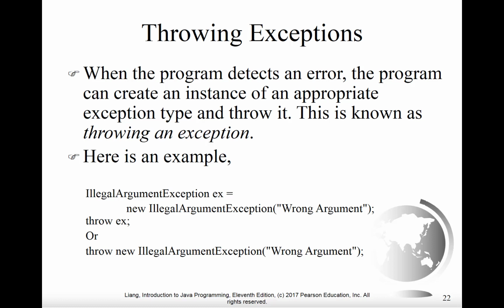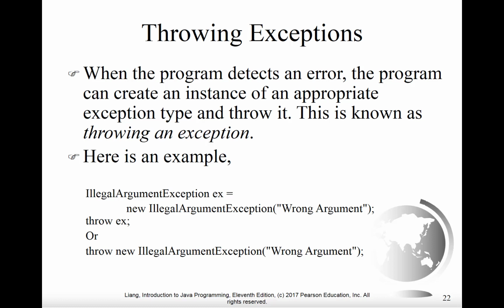Bearing in mind that an exception is an object, whenever we want to throw an exception, we have to create such an object first. In this slide, we see examples of doing that. In the top case, it says illegal argument exception, and then we see EX equals new illegal argument exception with the string for the constructor of this object that says wrong argument. Here there is a name for the exception. It's EX. So EX is an object of class illegal argument exception.